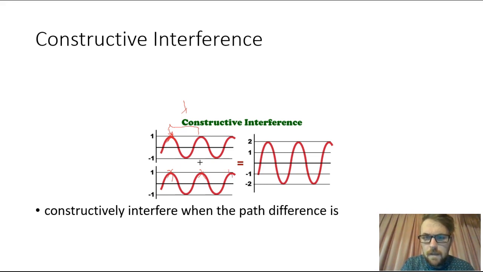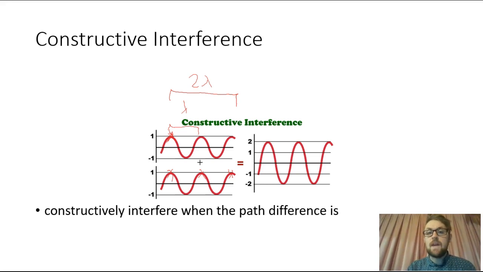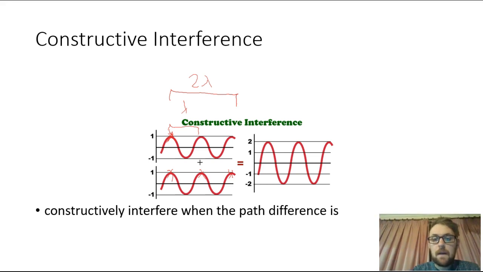If I go to this third peak here and start from the first one again, the difference between these is 2 wavelengths, 2 lambda. You can see that. So what we say here is waves will constructively interfere if the path difference is the wavelength, any multiple of the wavelength. So we say that it's m lambda. So m is the number of wavelengths different.